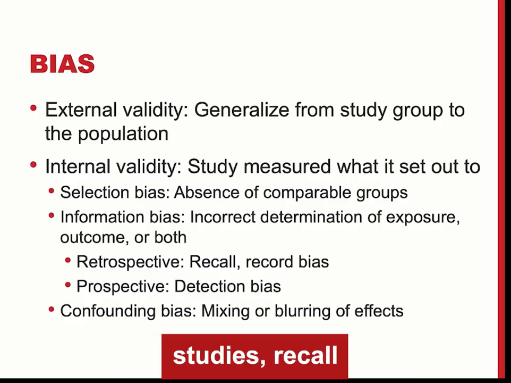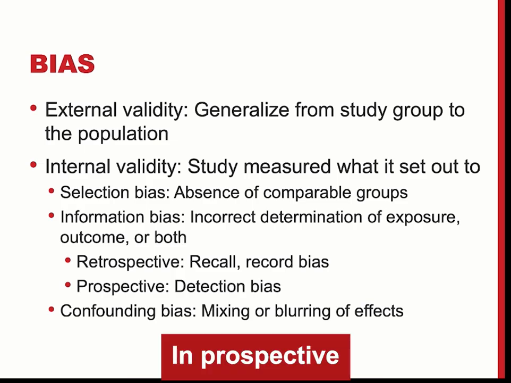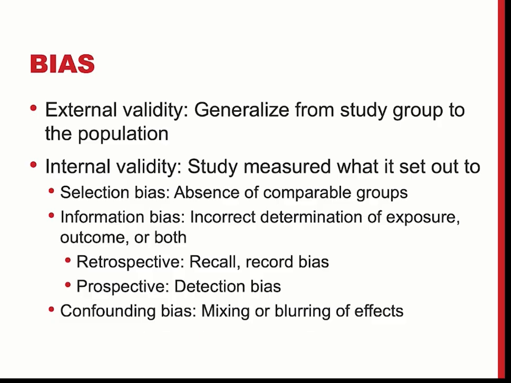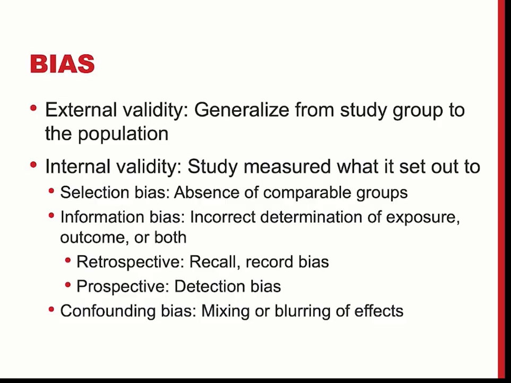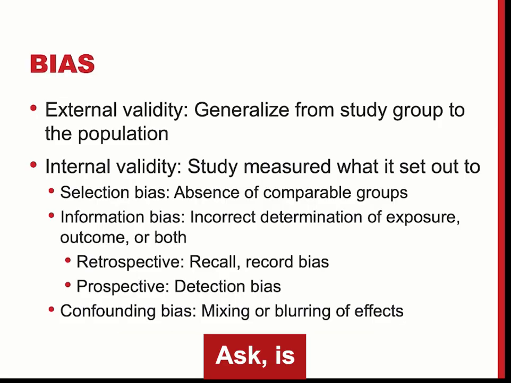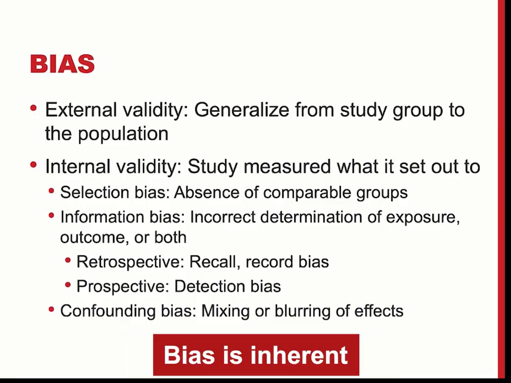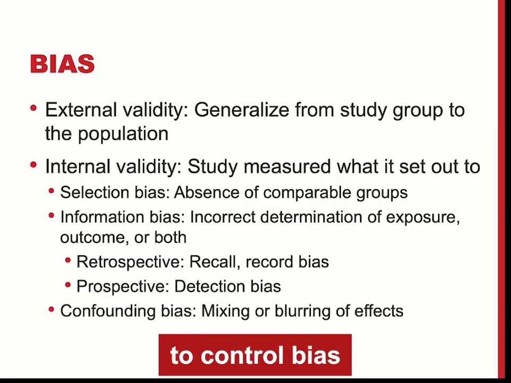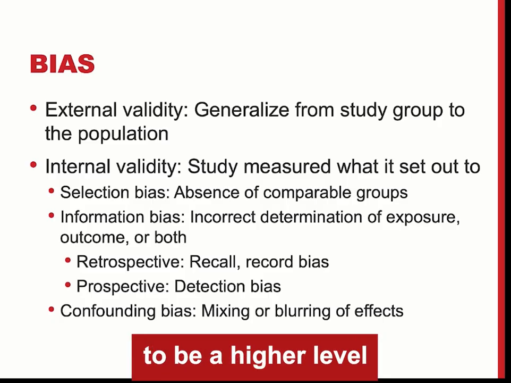In retrospective studies, recall or record bias is a type of information bias. In prospective studies, detection bias is a type of information bias. We will get back to these biases a little bit later in this talk. Confounding bias is the mixing or blurring of effects. Ask, is an extraneous factor blurring the effects? Bias is inherent to all observational study designs. The ability to control bias is the benefit of randomized clinical trials and the reason they are considered to be a higher level of evidence.